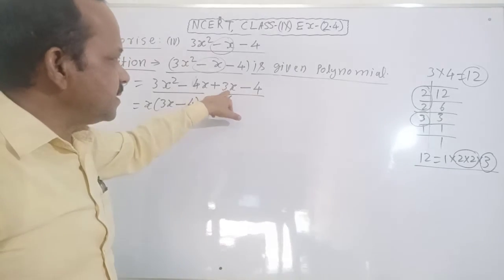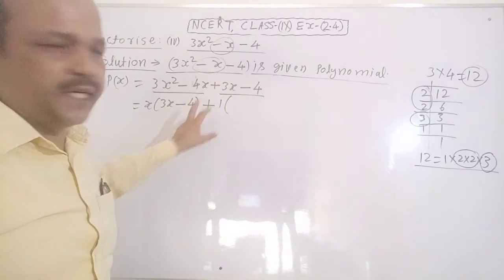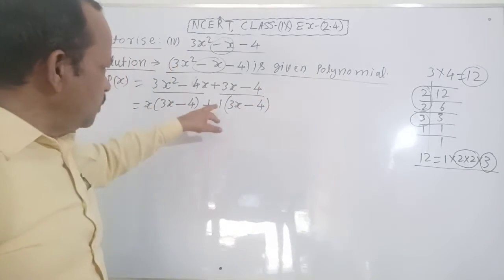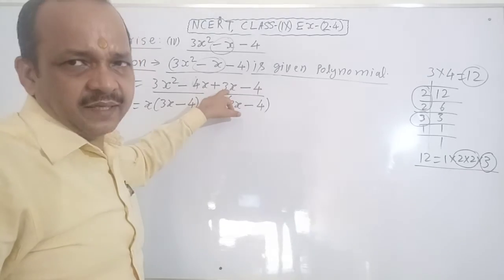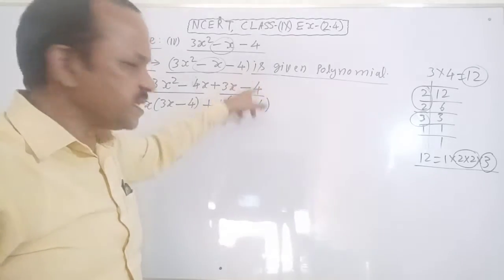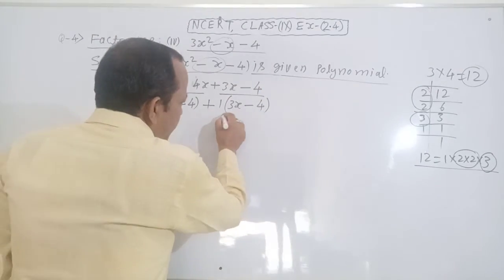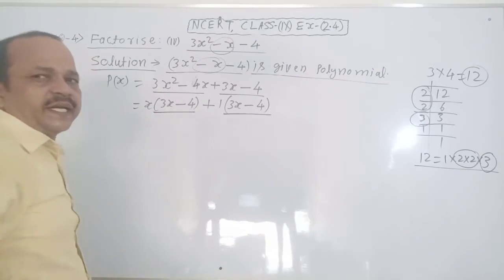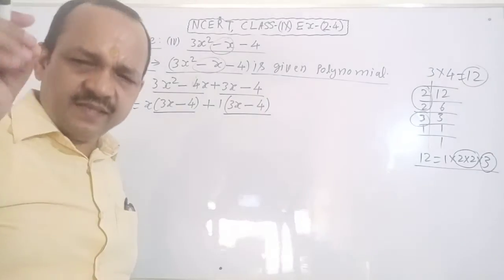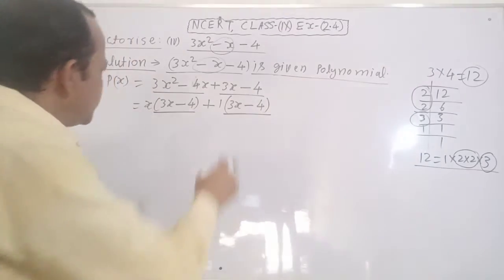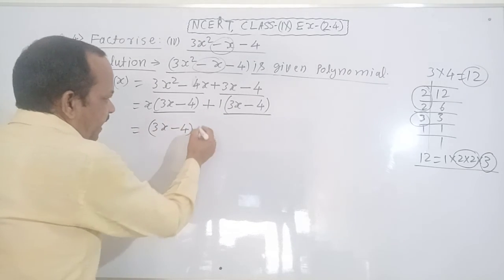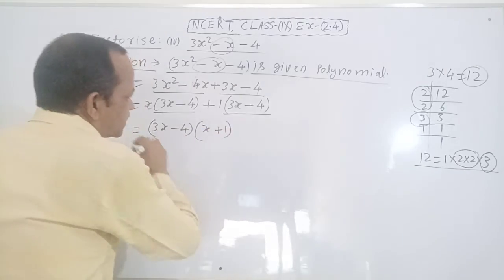If you multiply 1 and 3x, it becomes 3x. It means here you can write 3x and here minus 4. If you multiply 1 and minus 4, it becomes minus 4. It means it is right. Here in the first bracket and second bracket, 3x minus 4 and 3x minus 4 are the same. It means your process is correct. Clear? You can write it as 3x minus 4 in one bracket and x plus 1 in the second bracket.